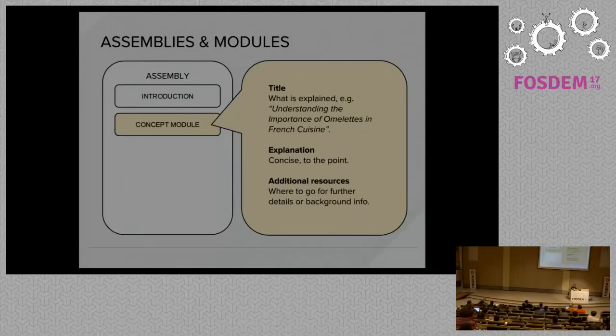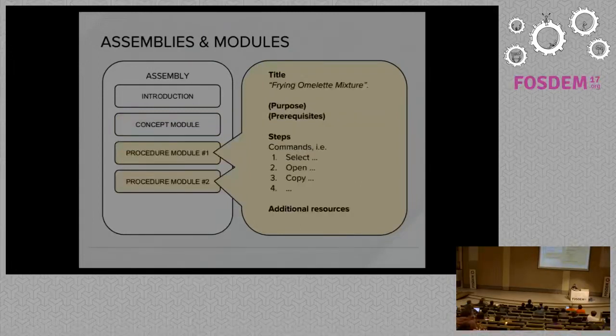So we don't want to discard that. We want to keep it in case it's necessary to have it. Then there would be an explanation of the concept, of the background, and there could be a list of links to additional resources. Then would come the real meat of that piece of documentation, one or more procedural modules.